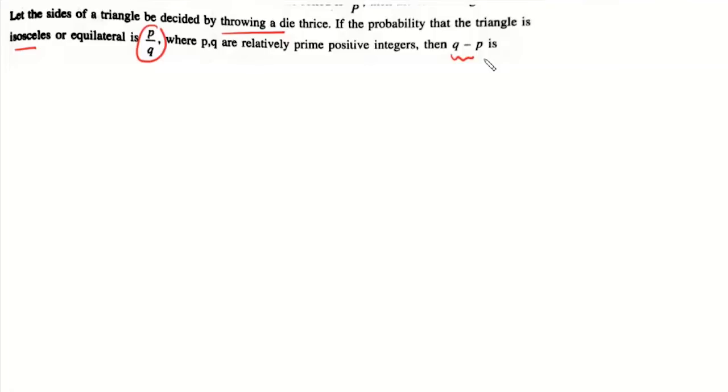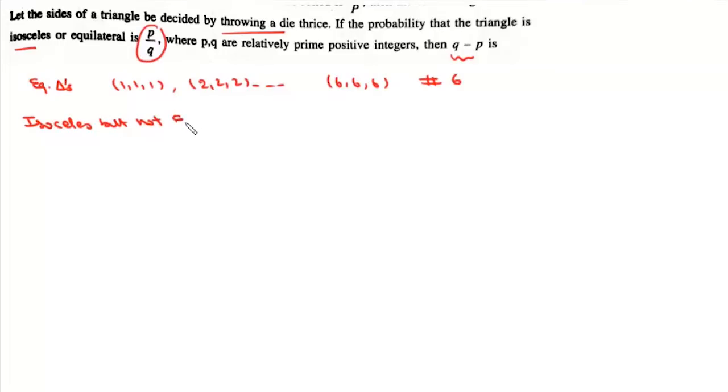In some cases, a triangle may be possible, and in other cases, a triangle is not possible. Now, what we'll do is we'll start counting the number of equilateral triangles. If we look at the number of equilateral triangles, there'll be 6 cases when we have 1, 1, 1, 2, 2, 2, up to 6, 6, and 6. So there'll be overall 6 equilateral triangles. Next, we'll consider triangles which are isosceles but not equilateral.